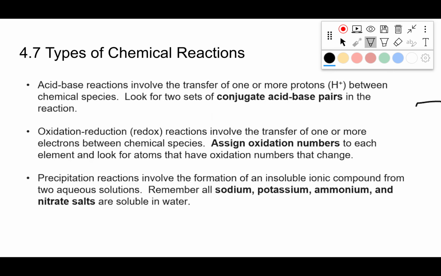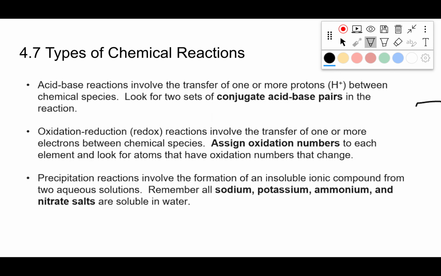In an oxidation reduction, or that redox reaction, we're looking at how electrons transfer during a chemical reaction. We're going to learn how to assign oxidation numbers, and there's a set of rules we have to become familiar with to be able to decide if something went through oxidation or reduction. And then our last one is precipitation.